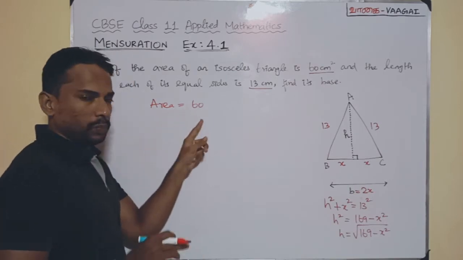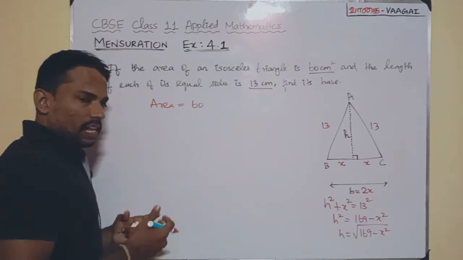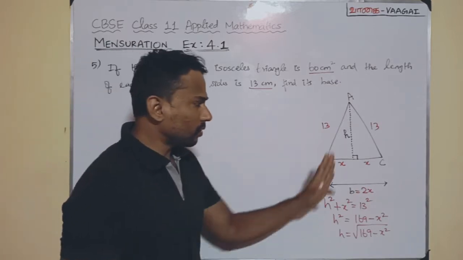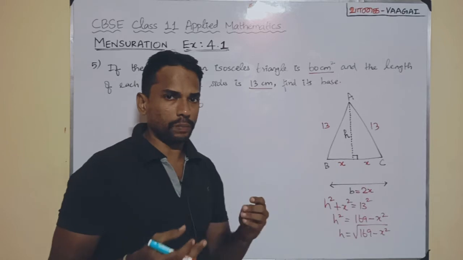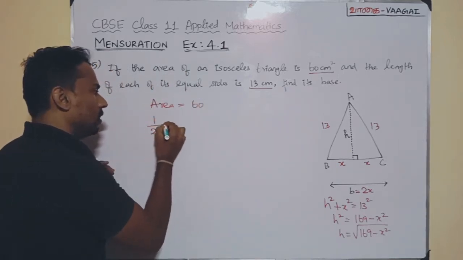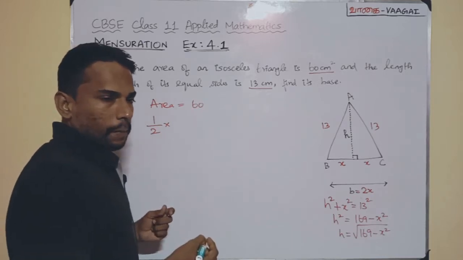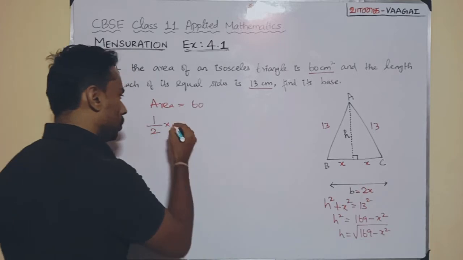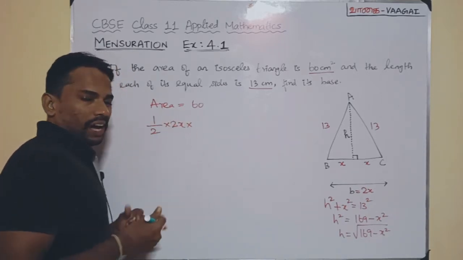Now let's come back to this area data which is given in the question. Area is given to be 60, right? Now what about the area of a triangle? We are seeing this problem with respect to height and base, so we can use half into base into height. So half into, now what about base? Base of our triangle, as per our assumption, is going to be 2x. So 2x multiplied by, what about height of our triangle?